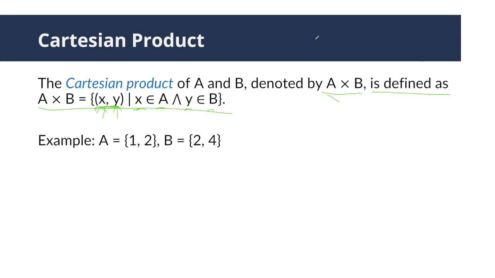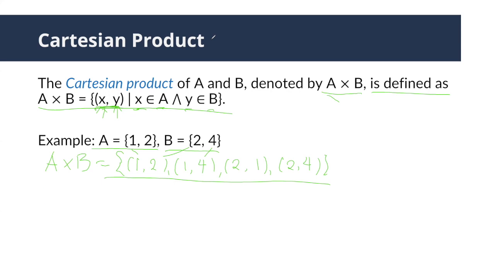Let's see one example. A is this set, B is this set. So what is A cross B? By definition, it should consist of all the pairs where the first value is from A and the second value is from B. The first value could be 1, and the second value could be 2, and the second value could be 4 as well. And for the first value of the pair, it can also be 2. And A cross B is this set.